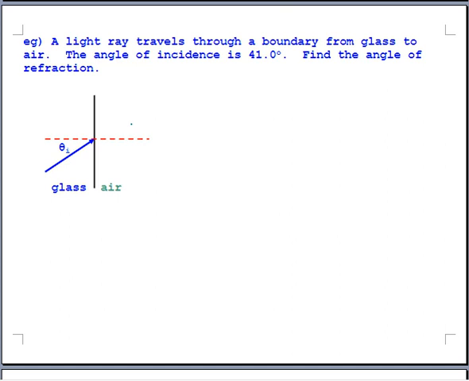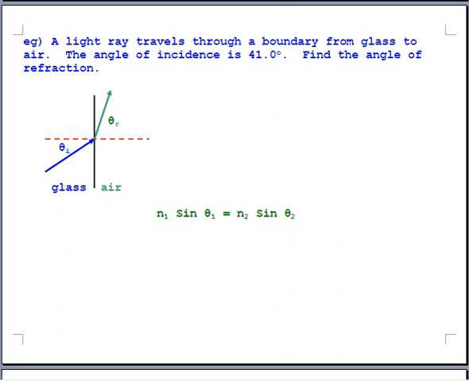We know that that incoming angle is 41 degrees. And we know that the angle of refraction is going to bend away from the normal line. So I've just ballparked it in there, right? No measuring with protractors or anything like that. But I do know that that angle is going to be larger on the air side, on the fast side.